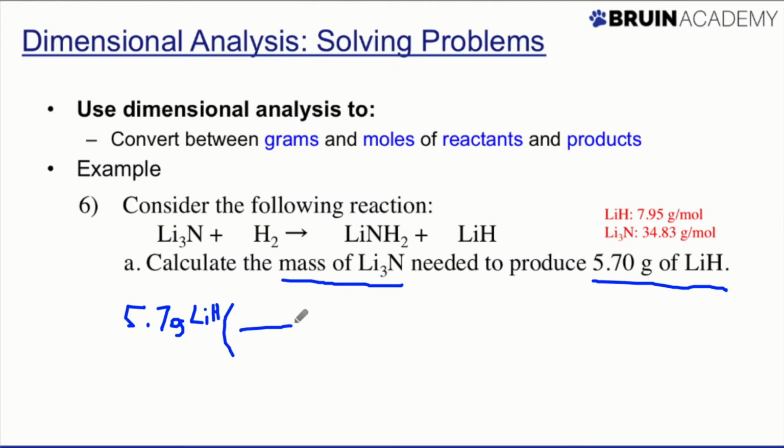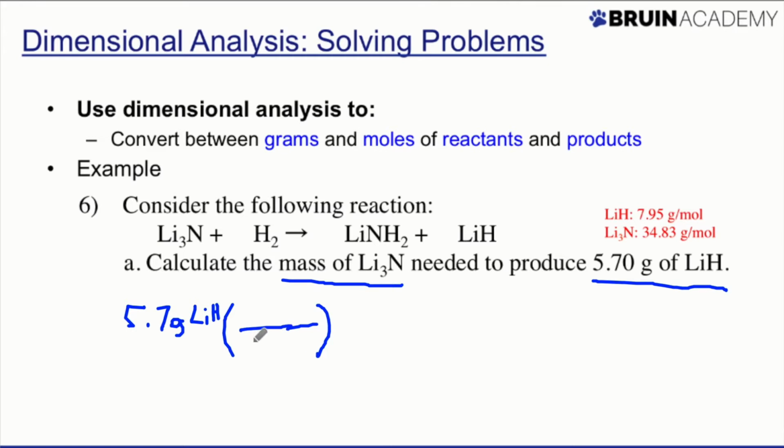But before you convert from grams of one substance to another, you have to convert the LiH to moles, okay? So you can't convert grams of one molecule to the grams of another molecule. You have to go from grams to moles, right? And then from moles of LiH, you have to convert that to moles of Li3N, and then from moles, you go to grams. So grams to moles to moles to grams. So that's exactly what we're going to do, okay?